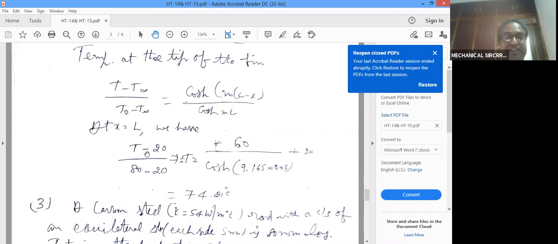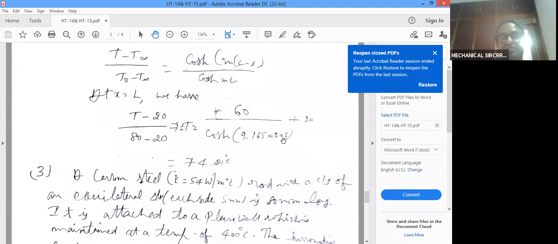Okay, if you simplify this, 60 by cosh of 9.165 into 0.05, plus if you add 20, then finally you will be getting the temperature at x equal to L. Therefore, temperature at x equal to L is 74.21 degrees centigrade.